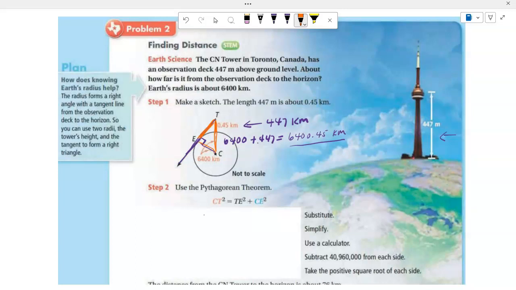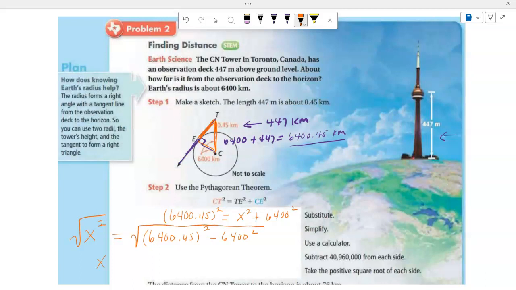So the distance of the hypotenuse is 6400.45. So 6400.45 squared is equal to x squared plus CE, which is the radius, 6400 kilometers, squared. So you're going to get 6400.45 squared minus 6400 squared, and that's equal to x squared. But you don't want x squared, you want x. So you take the square root, and that distance is approximately 76 kilometers.